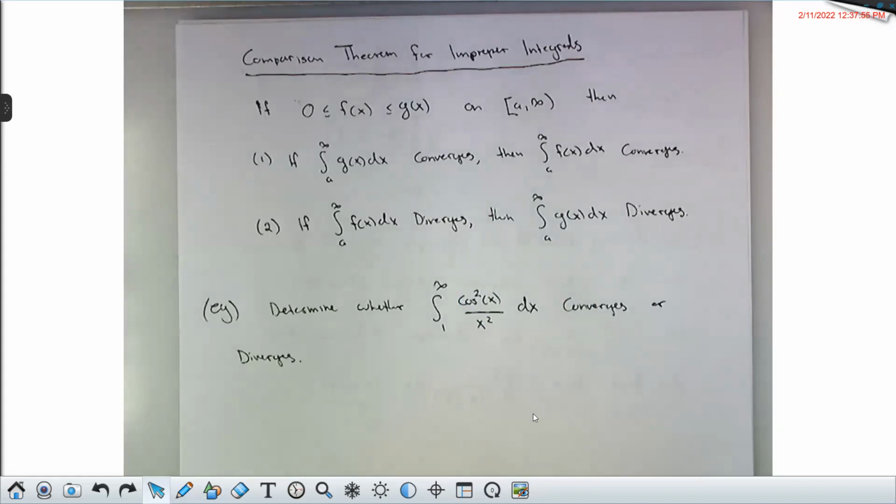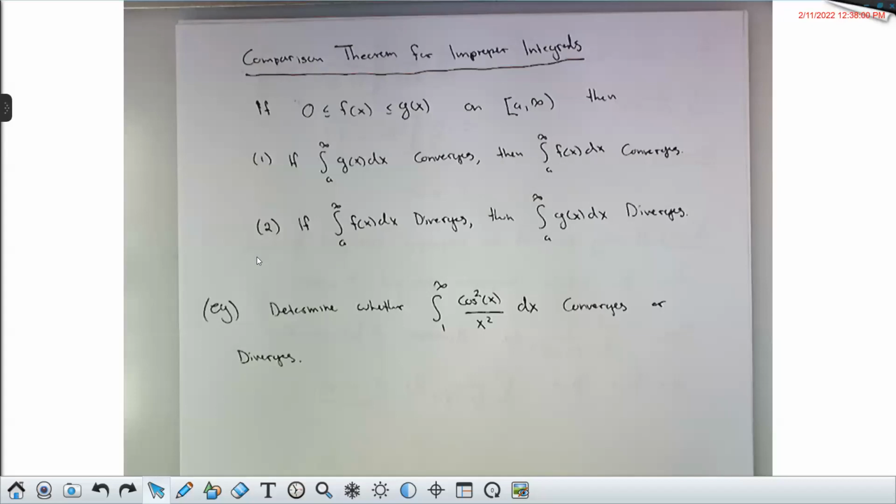Is the screen share messing up? All right. We're trying to crunch this out.